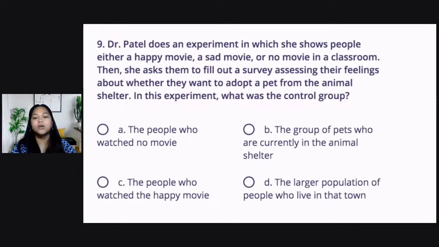Okay, yung tanong natin dito, what was the control group? Is it letter A, the people who watched no movie? Letter B, the group of pets who are currently in the animal shelter? Letter C, the people who watched the happy movie? Or letter D, the larger population of people who live in that town? Okay, letter A. Karamihang sagot ay letter A.